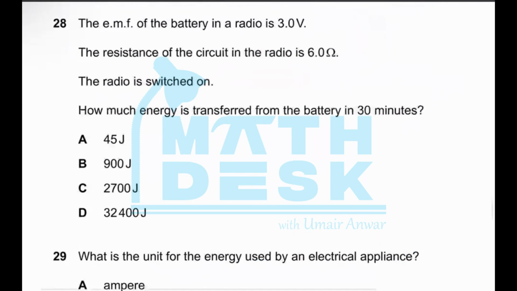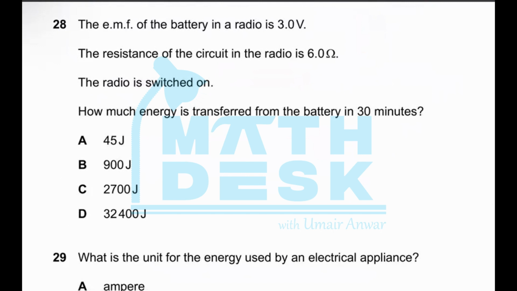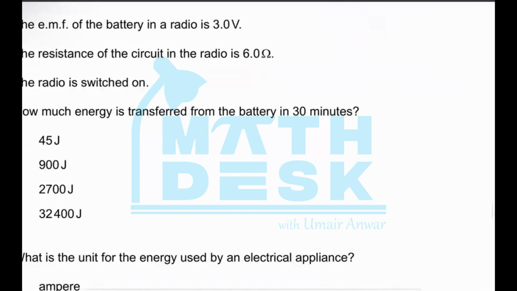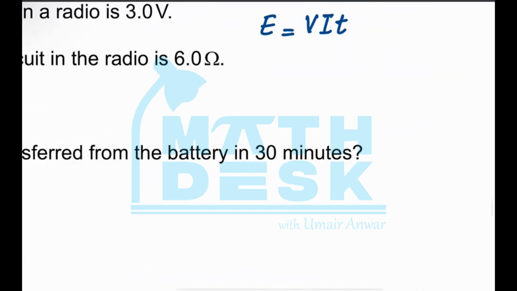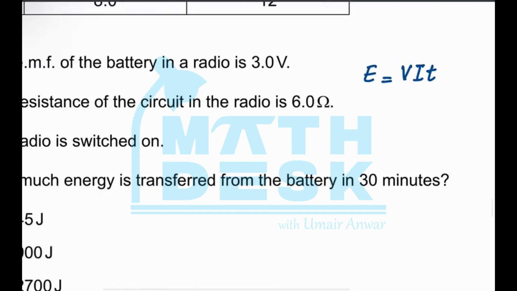Question number 28, it says the EMF of the battery in a radio is 3 volts. The resistance of the circuit in the radio is 6 ohms. The radio is switched on. How much energy is transferred from the battery in 30 minutes. Okay. Energy transferred can be calculated by the formula E is equal to VIT. Now, the value of the voltage is known, but the value of the current is not known here. T is also known.